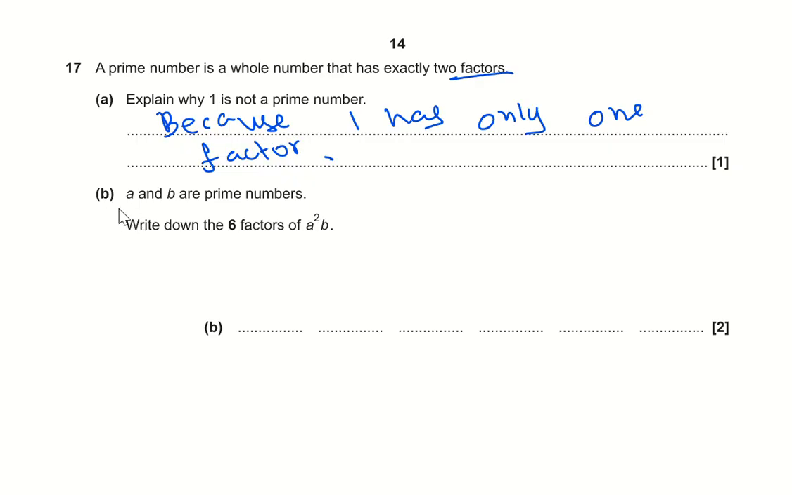Here, question B: A and B are prime numbers. Write down the 6 factors of A squared B. Okay. Now, when you simplify this whole, you need to get to the 6 factors.